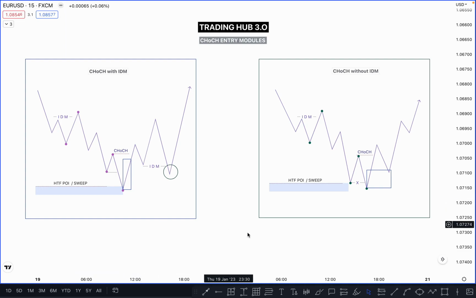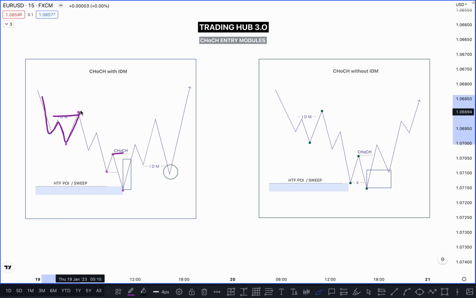And then what happens here? A similar thing happens when the market breaks the first high. This is called change of character, not inducement. This one is our inducement because the market has not tapped any PD zone here. So that's why this is inducement.